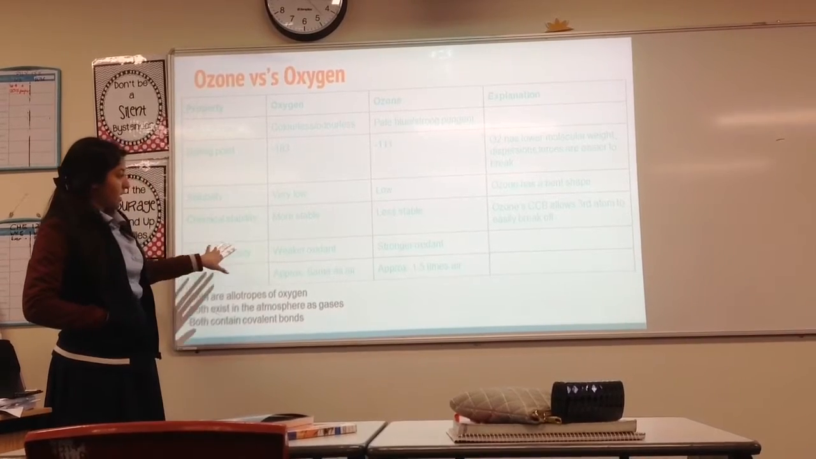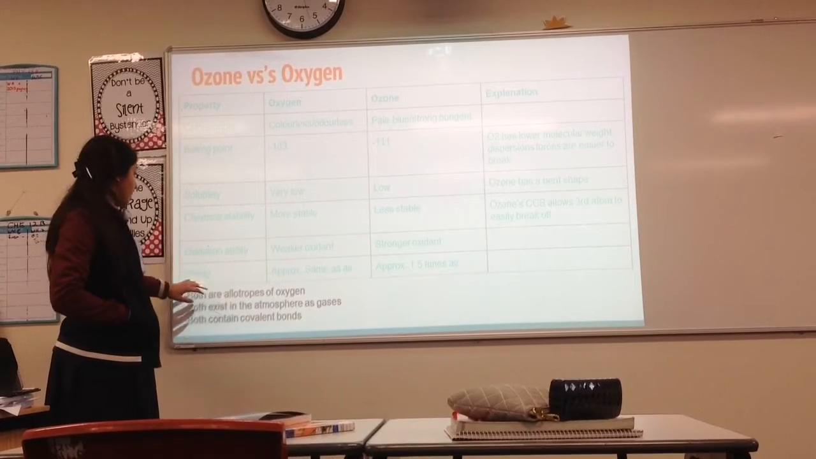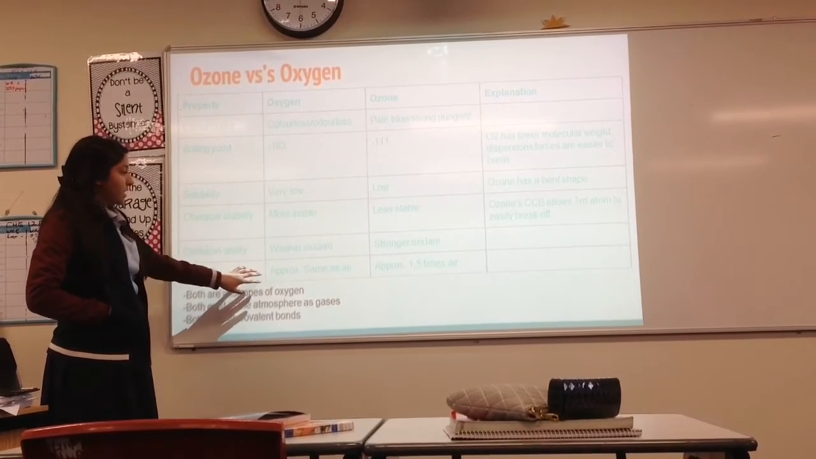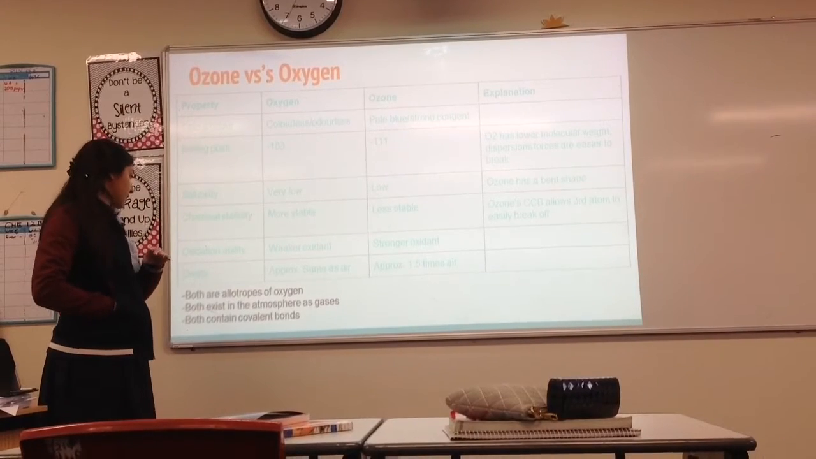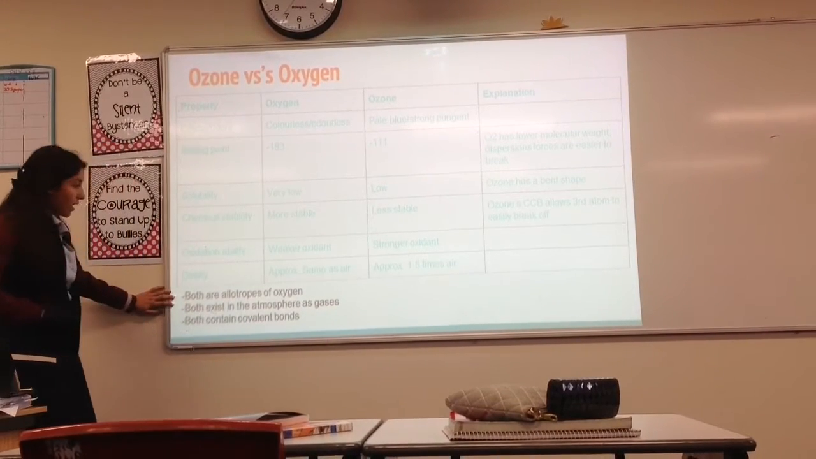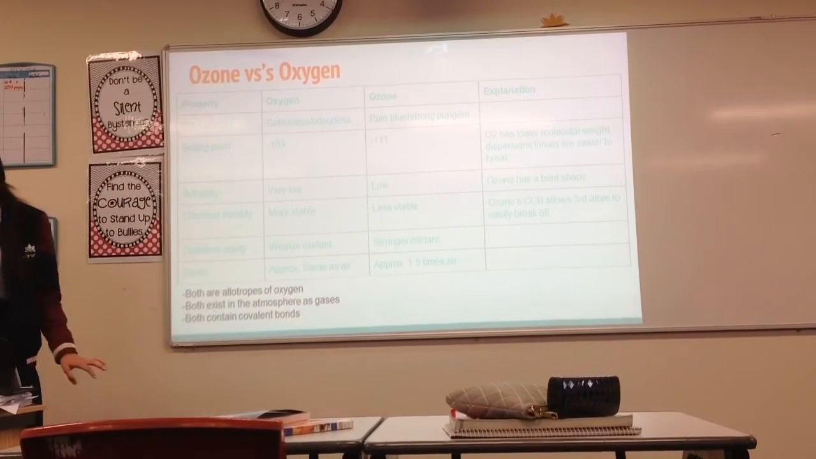For oxidation ability, oxygen is a weaker oxidant and ozone is a stronger one. For density, oxygen has approximately the same density as air, while ozone is 1.5 times more dense than air. Both are allotropes of oxygen, exist in the atmosphere as gases, and contain covalent bonds.